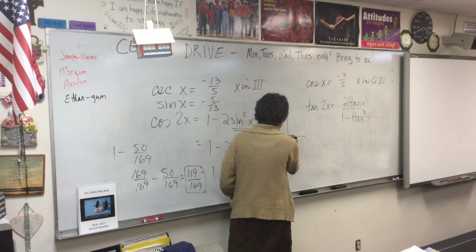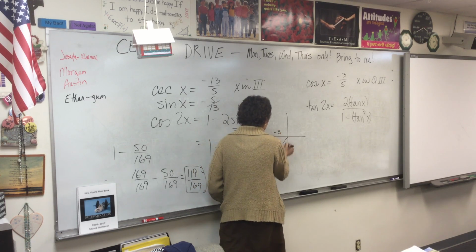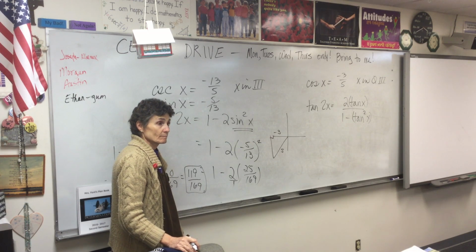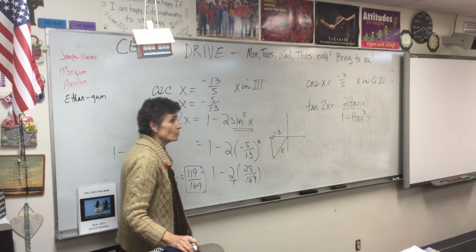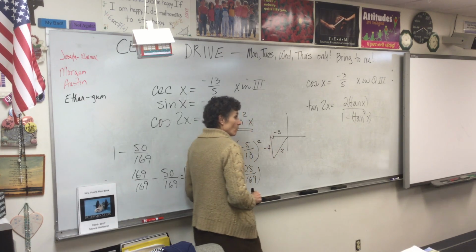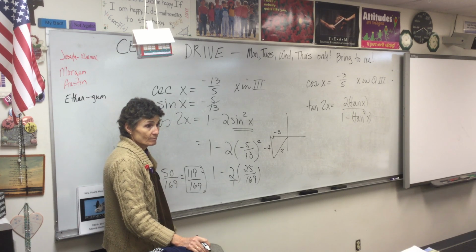So it tells me I'm in quadrant 3, and the cosine is negative 3/5. Which means, yes, 25 minus 9, this is going to be negative 4. Don't forget the negative.